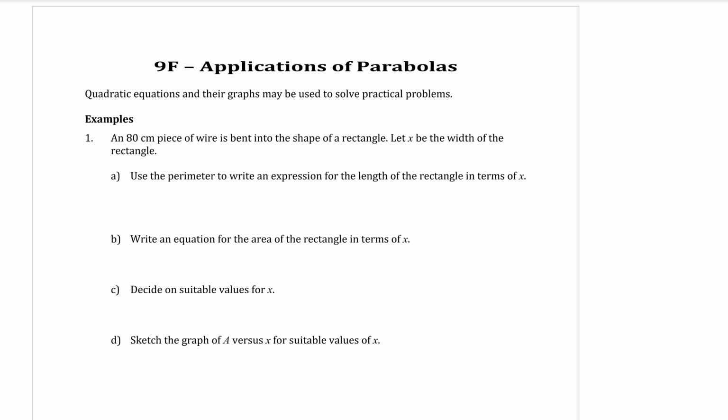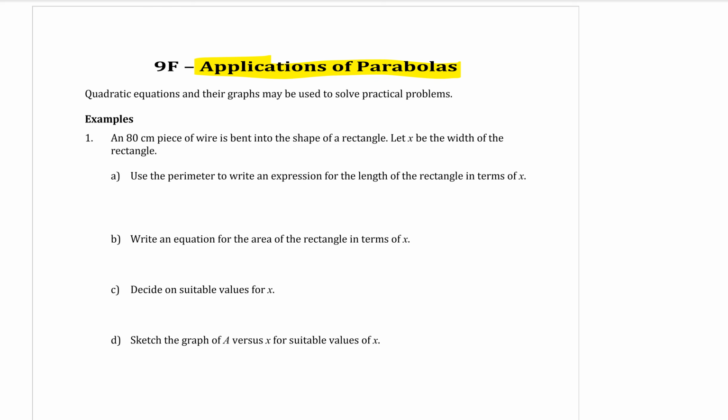Hello Year 10. We have learned a lot of different techniques for sketching parabolas. We're not going to learn any new techniques today. Instead, what we want to do is apply what we have learned to some more practical problems. So this section of work today is called Applications of Parabolas.